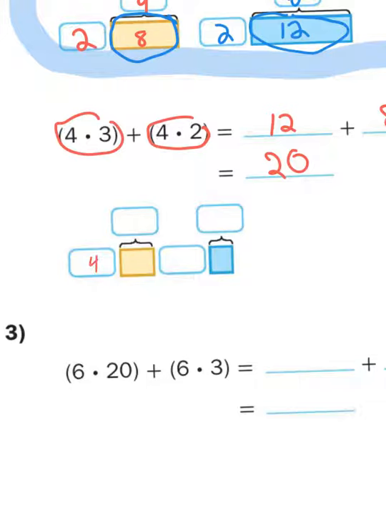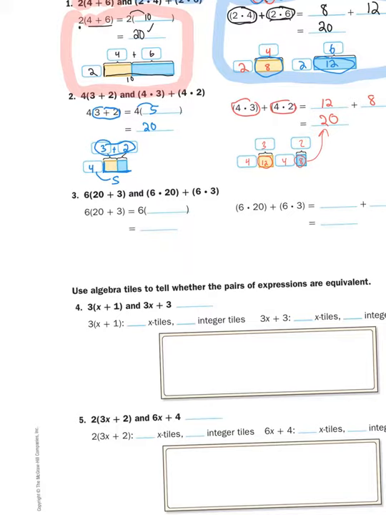This would be 4 times 3, which is 12. That's the area of the yellow rectangle. And 4 times 2, which is 8. That's the area of the blue rectangle. Add these two areas together, and guess what? You get 20. All right, so here's your job.